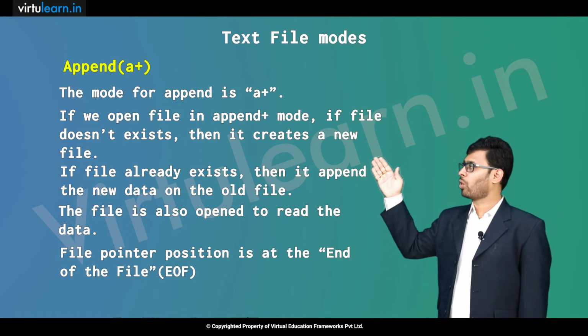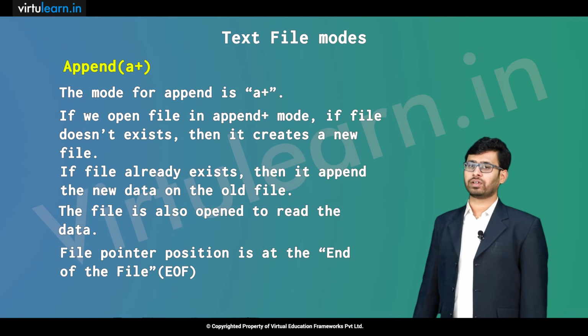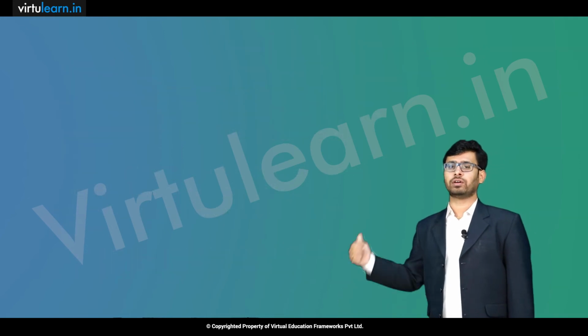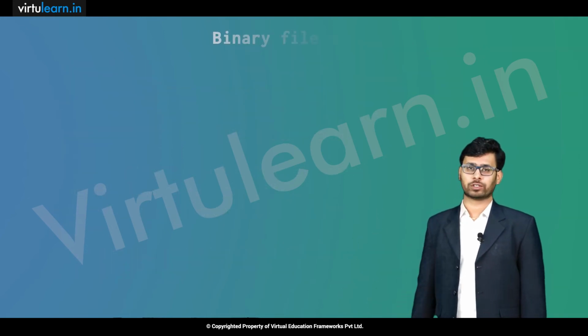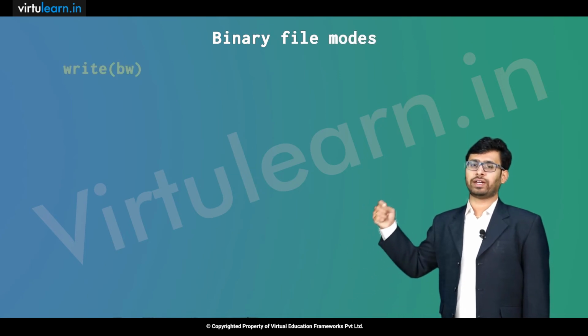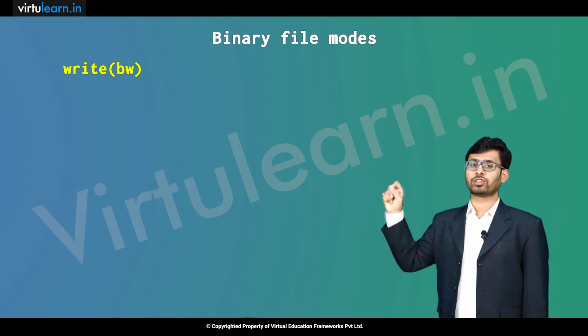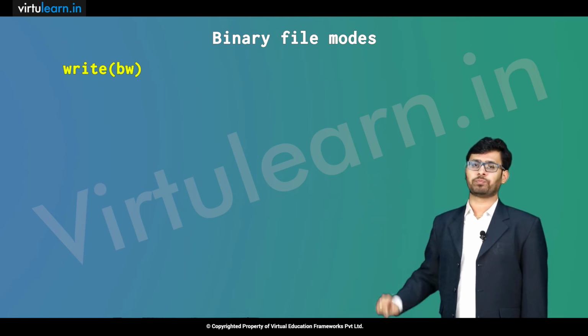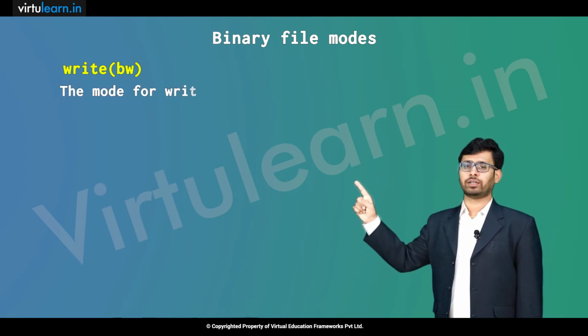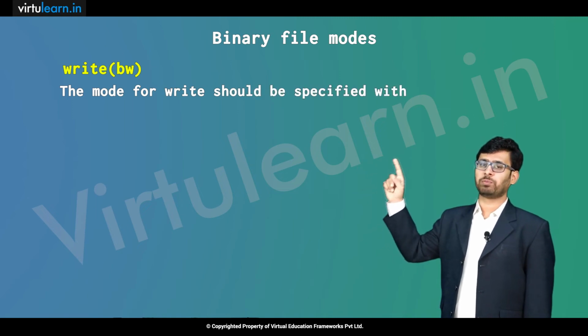So these are the different modes which are associated with the text file. Now let us see the modes associated with binary files. If you want to write in the binary file, we need to represent it as BW. The mode for write should be specified with BW.